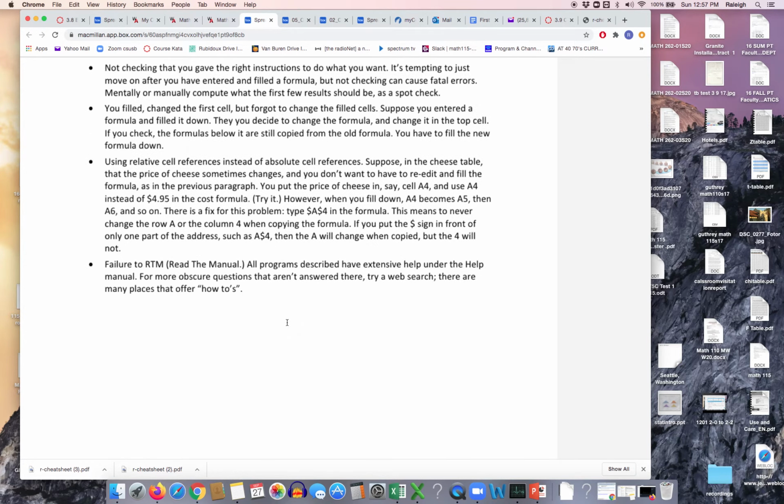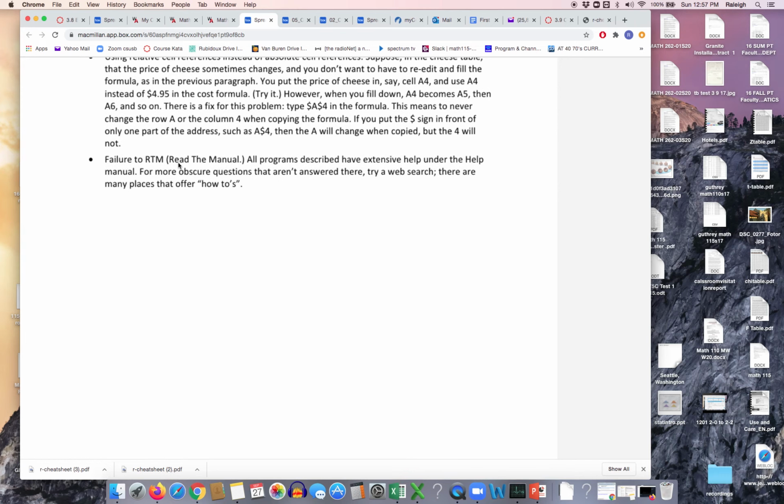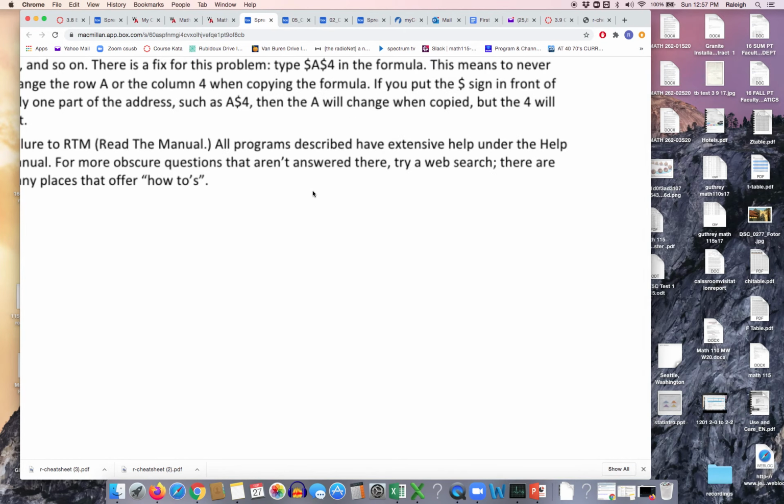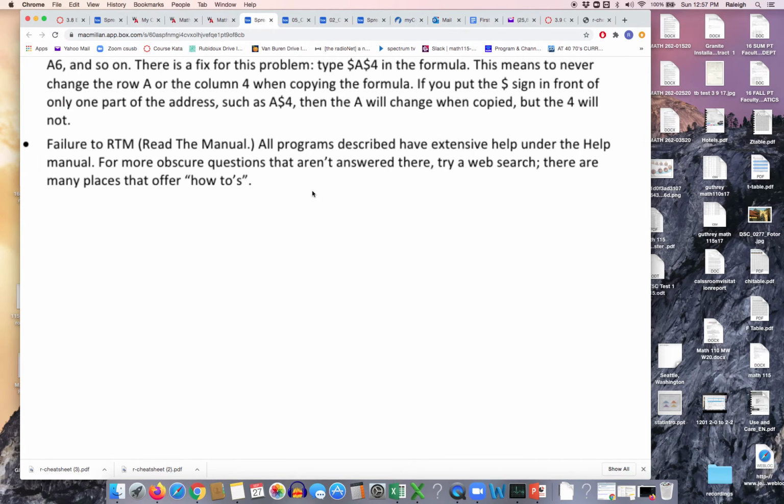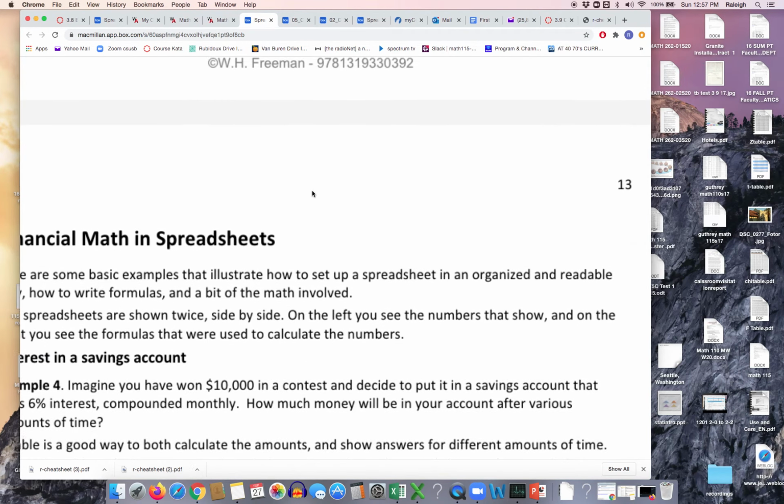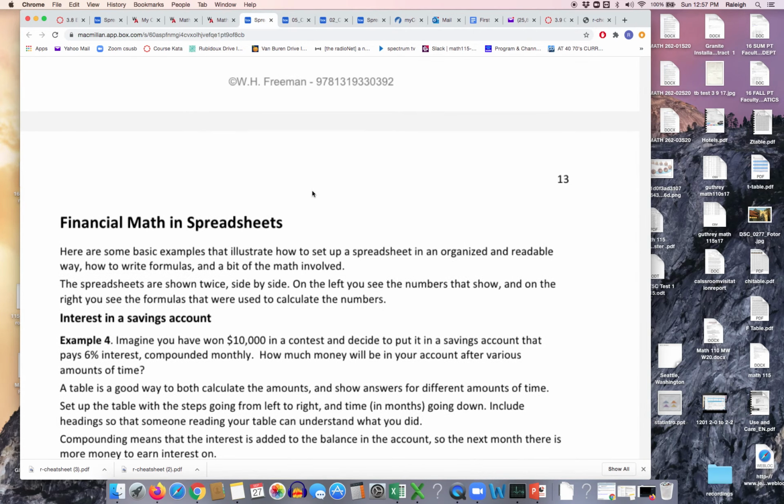They have a few other things, too, that you could look at. Failure to read the manual. So often they don't have manuals anymore. They just assume that you can do it by trial and error. Not that I love manuals, but at least you've got some place to look at for instructions, and that part's always been a nice thing for me. So financial math, we can take a quick look at this.